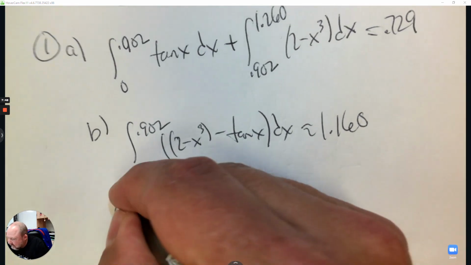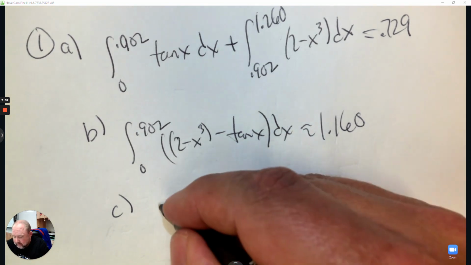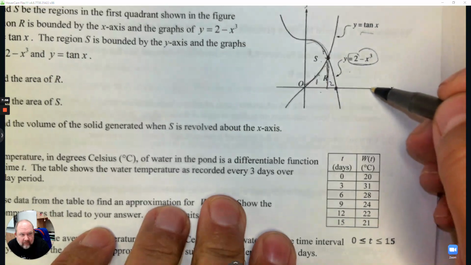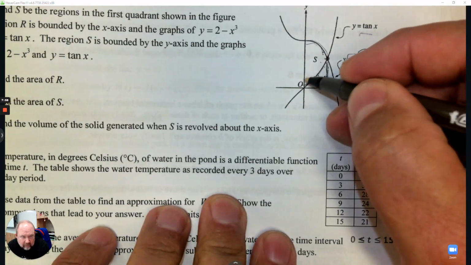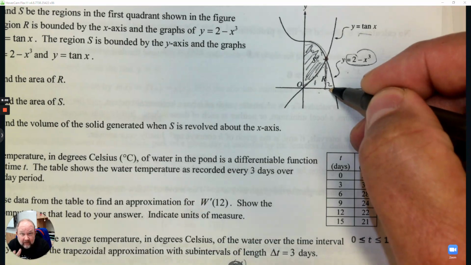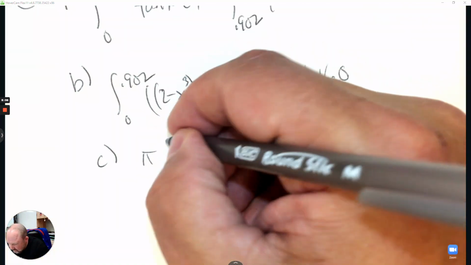And then part C, find the volume of the solid generated when S is revolved. So if I take S and revolve it around the x-axis, there's a space here between this area and the x-axis. So I need 2 circles. So let's set it up first. That's part of the issue. So we're going to set it up.